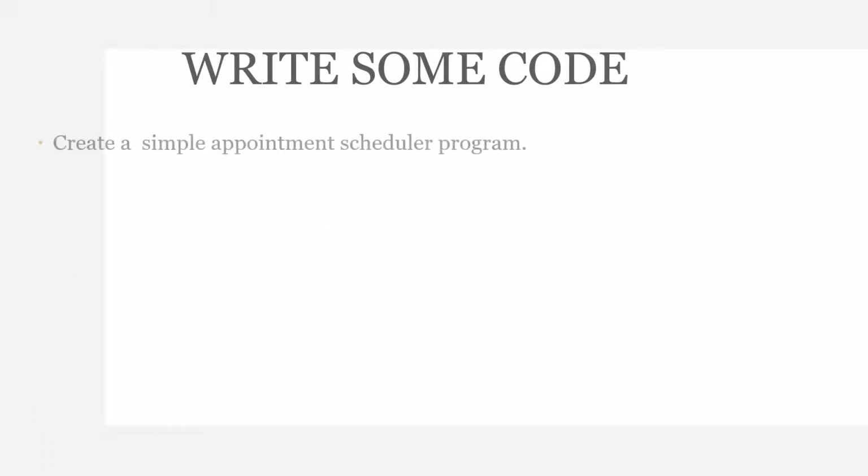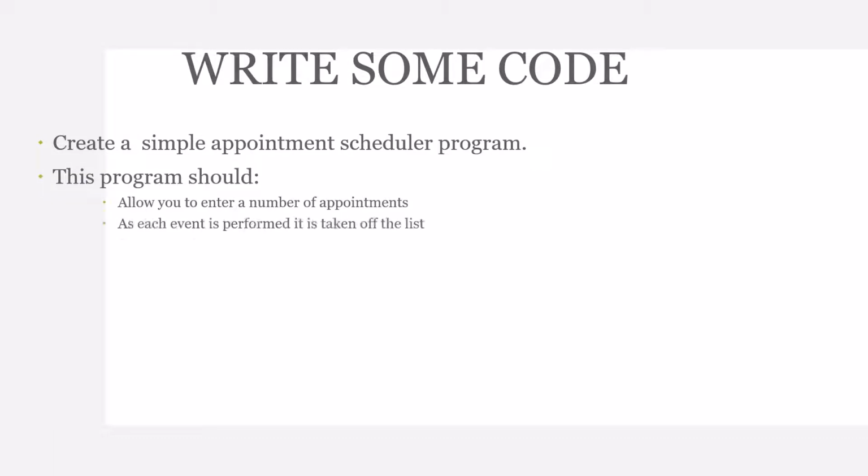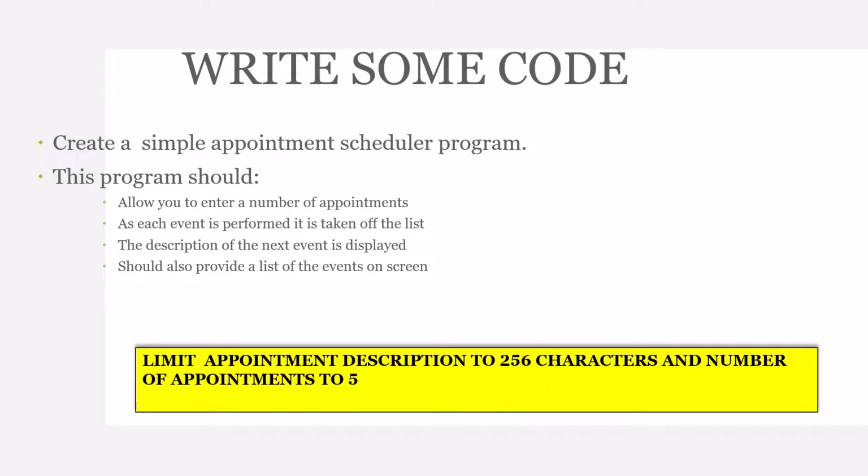Now let's write some code. Create a simple appointment scheduler program. This program should allow you to enter a number of appointments. As each event is performed, it should be taken off the list. The description of the next event is displayed. The program should also provide a list of the events on screen. Limit appointment description to 256 characters and number of appointments to 5.